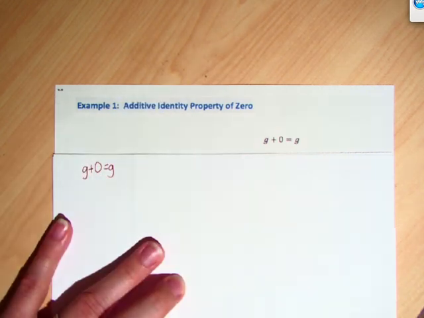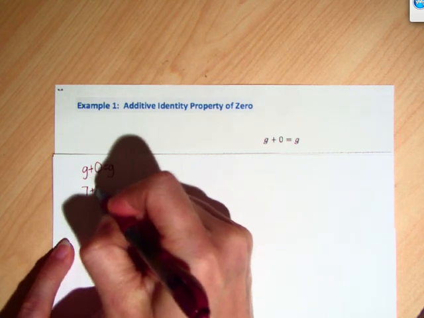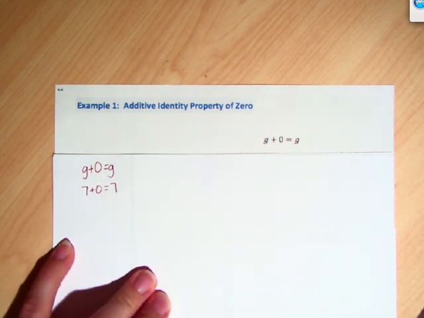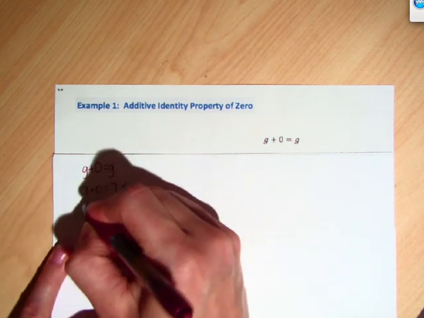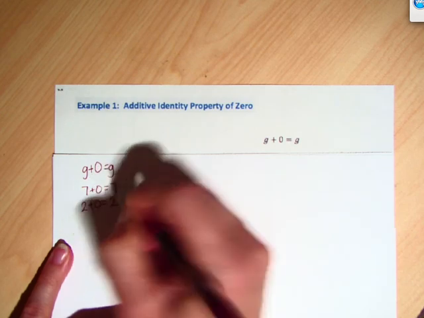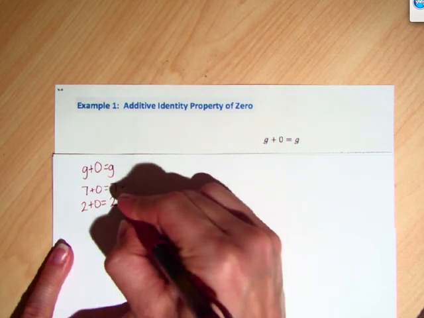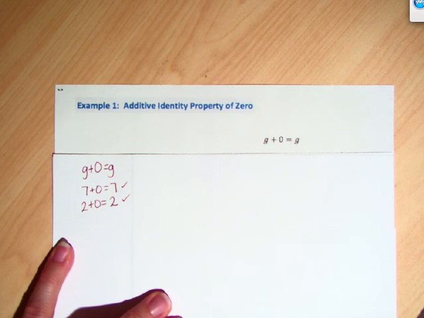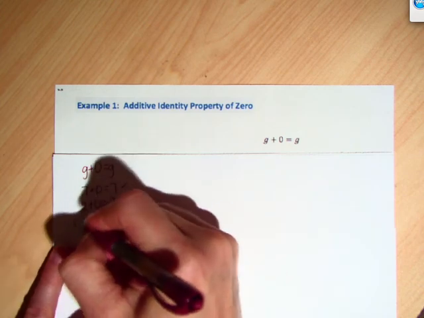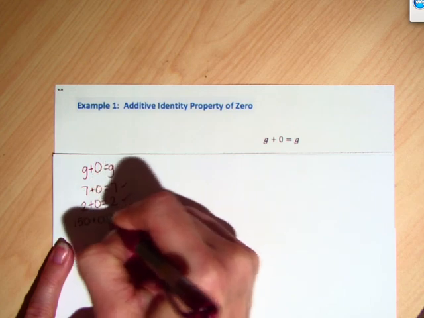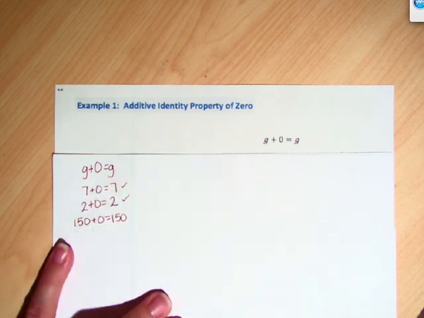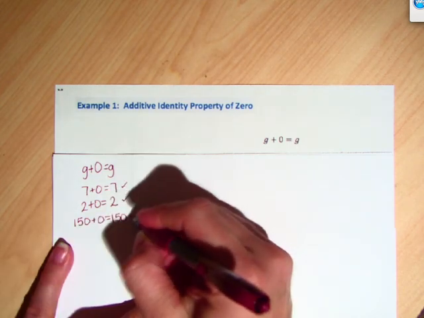If I replaced it with, let's say, 7, that would say 7 plus 0 equals 7. Is that true? Yes, that's true. That one works. Okay, let's try 2. 2 plus 0 equals 2, because all the G's are 2. Is that true? Yes. As a scientific person, you got to try at least 3. So let's try a bigger number. Let's try 150 plus 0 equals 150. Is that true? Yes.